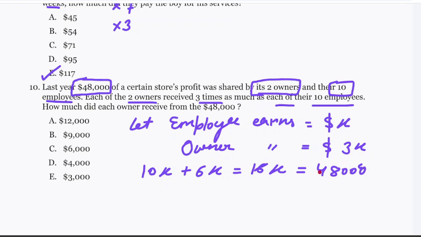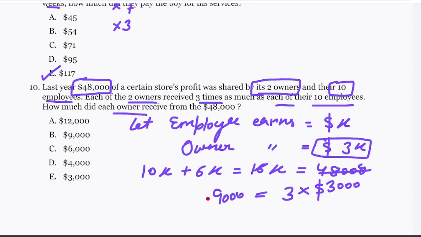Now, if I cancel this out, x comes out to be $3,000. The question is, how much did an owner receive? Now, the owner receives 3x. So 3,000 multiplied by 3, the answer will be $9,000. Answer option number B.